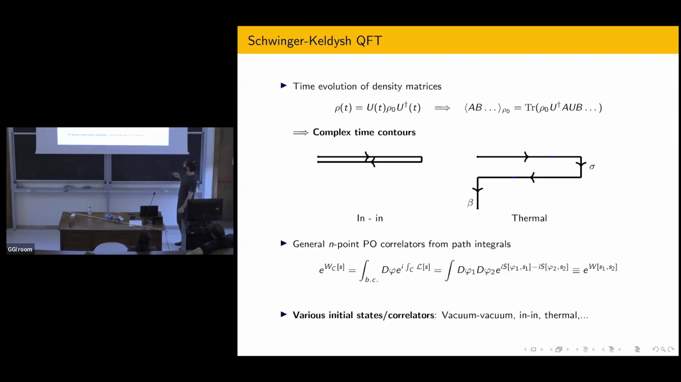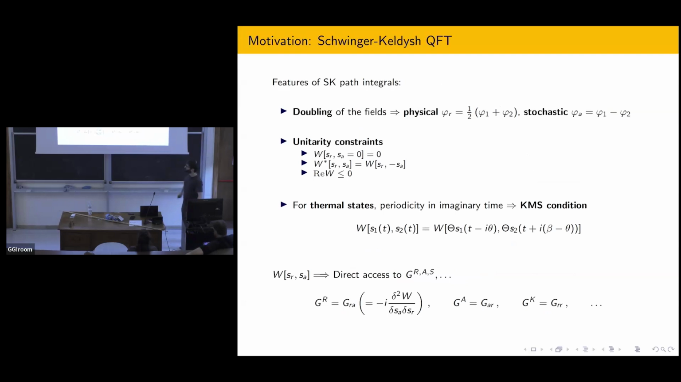Okay, so why is this interesting? It's interesting because this doubling of the fields, because we have two real-time evolutions, forwards and backwards, allows us to consider both physical and stochastic fields. The sum of the two fields is interpreted as a physical field, and the difference is interpreted as the stochastic fluctuation.